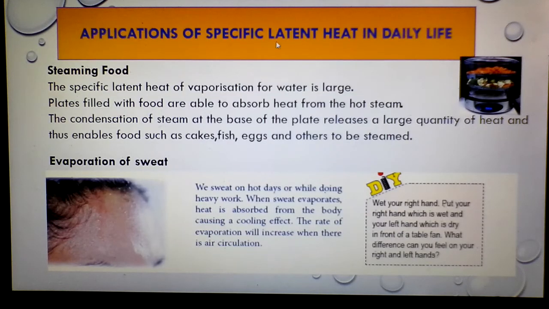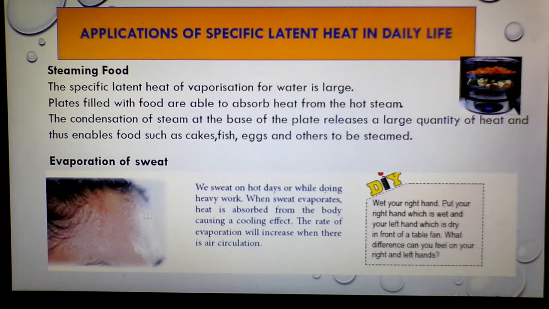Application of specific latent heat in daily life. We have steaming food. Specific latent heat of vaporization of water is large. Plates filled with food are able to absorb heat from the hot steam. The condensation of steam at the base of the plate releases a large quantity of heat and thus enables food such as cake, fish, eggs and others to be steamed. So the condensation process releases a large amount of heat that is able to cook food.